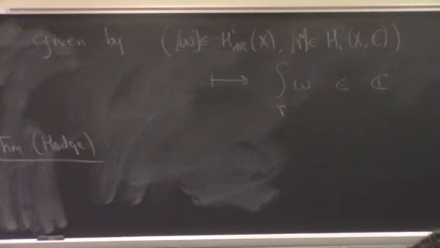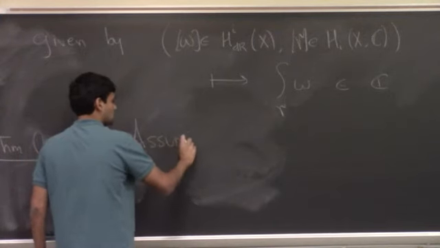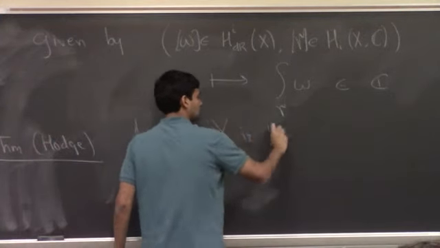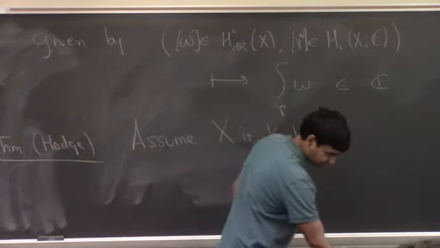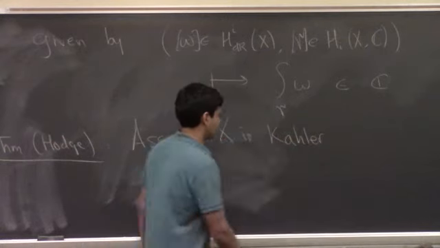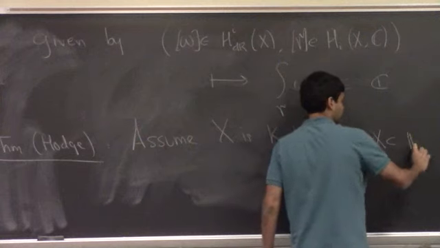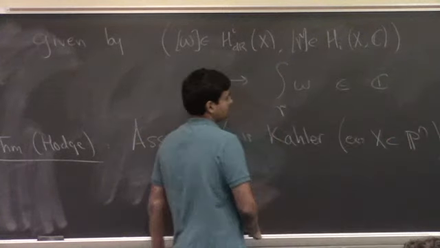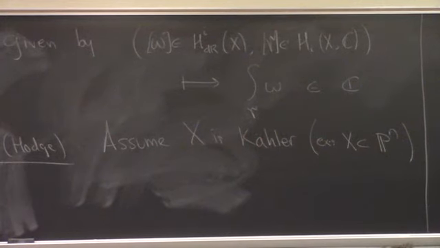And so for Hodge's theorem, I want to make an additional assumption that X is actually Kähler. I mean, if you like, the most important example for the purposes of this talk is projective varieties. So, take a complex manifold that is a submanifold of complex projective space. And then it acquires a Kähler structure from the Kähler structure on projective space.